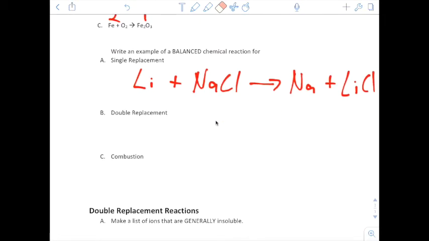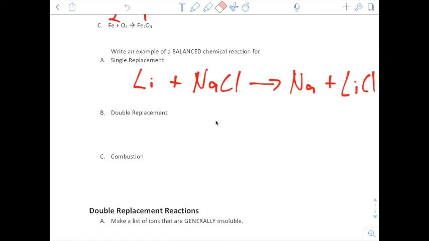The next one, double replacement reaction. Let me give you some hints on this one. A double replacement reaction happens between two compounds, and it produces two compounds. And so the metals are going to switch partners. So you can write any reaction here where the metals switch partners and it produces two compounds.